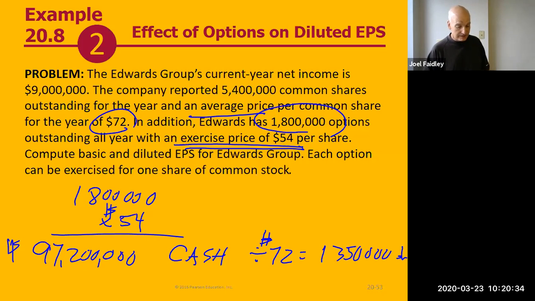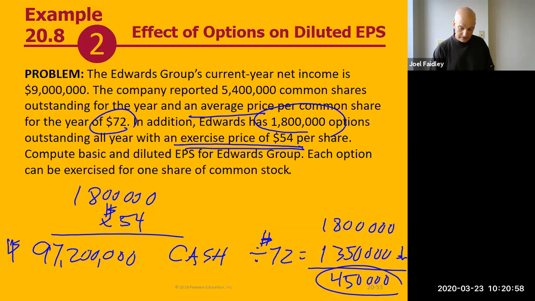All right, but how many options and shares are there? 1.8 million. So 1,350,000 from 1.8 million is 450,000 shares. So that's what I'm going to add to my denominator. That's denominator, not denim.